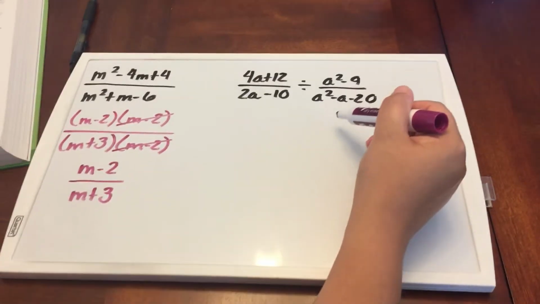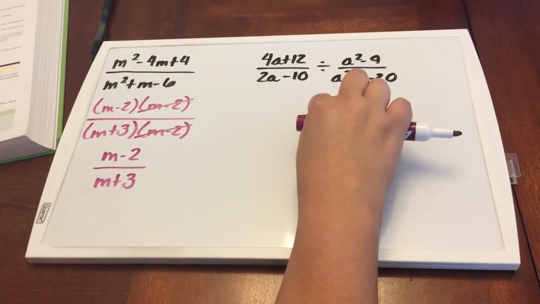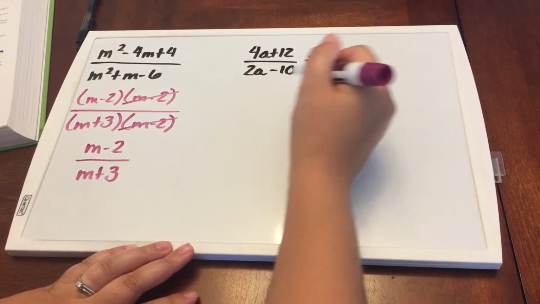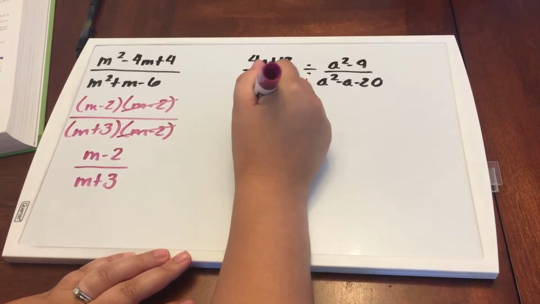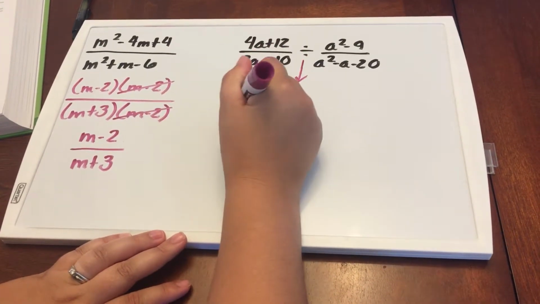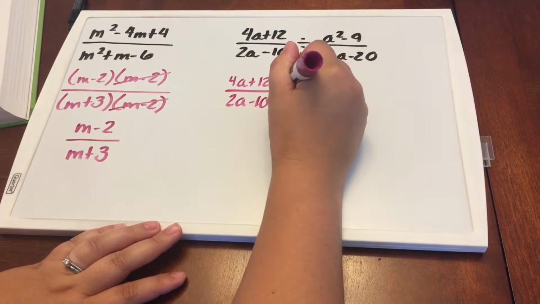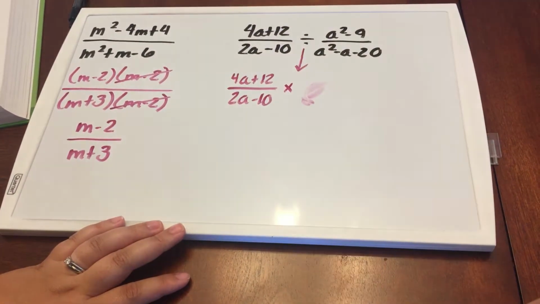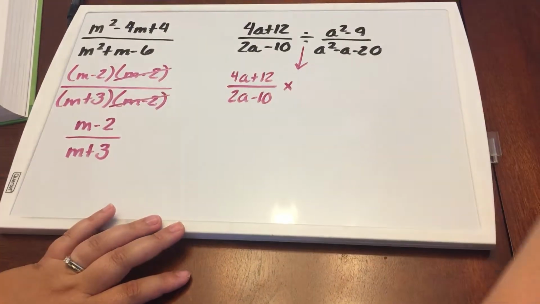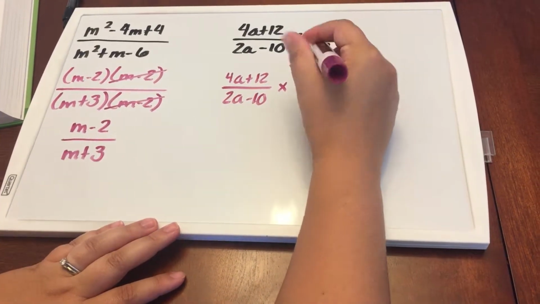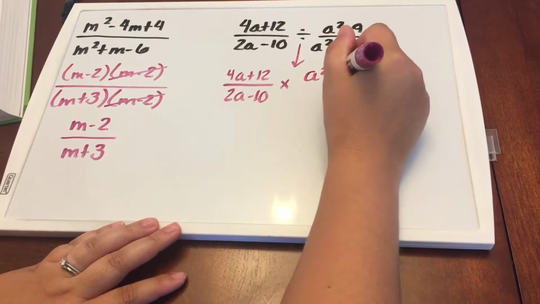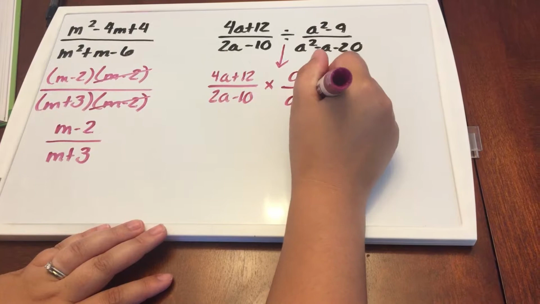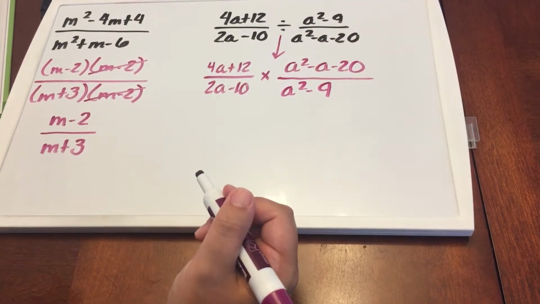If you look at the next problem, this is a division problem. The first thing you're going to want to do is change this to a multiplication symbol. So I'm not going to do any factoring yet. Change this to a multiplication symbol, and then my next fraction is going to flip. Remember, when you divide, you multiply by the reciprocal. So that a squared minus a minus 20 is going to go on top, and that a squared minus 9 is going to go on bottom.